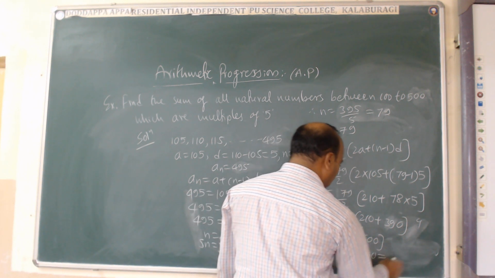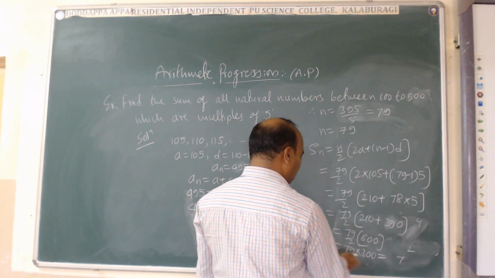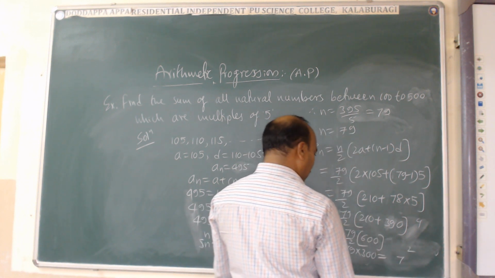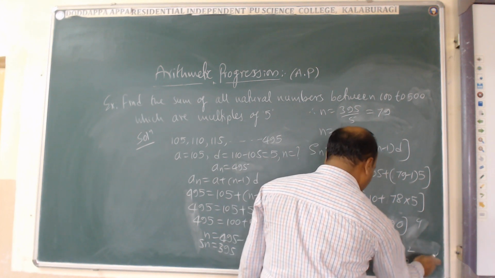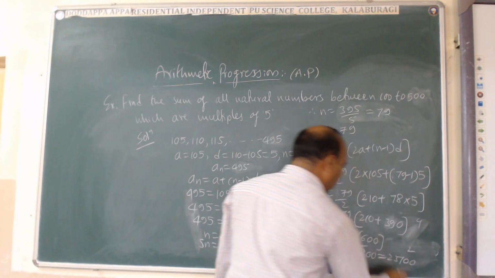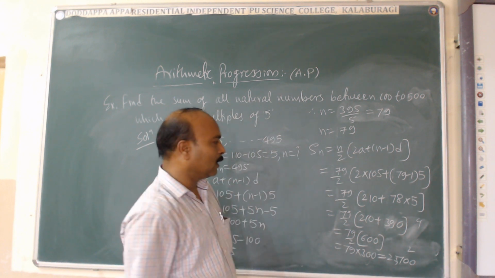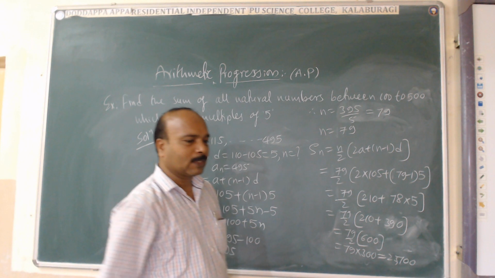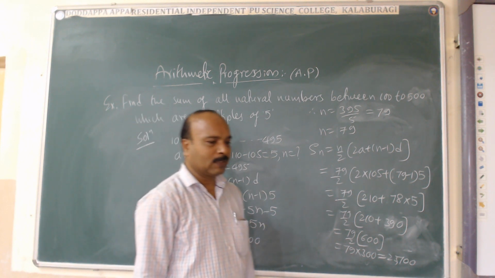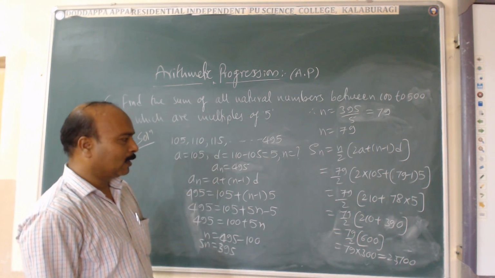So 3 nines are 27, 3 sevens are 21 plus 2 is 23. So 23,700 is the sum of all the terms of this sequence. Like that we solve the example by using the same trick.